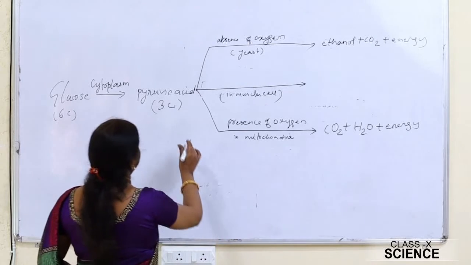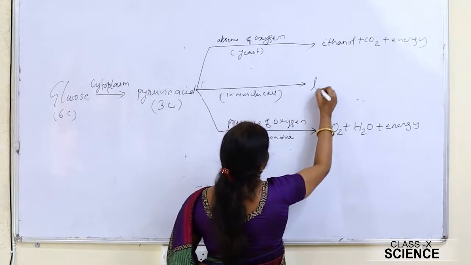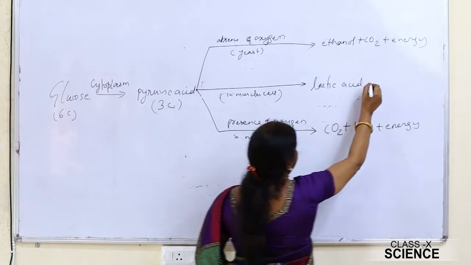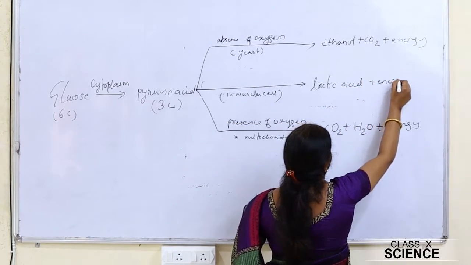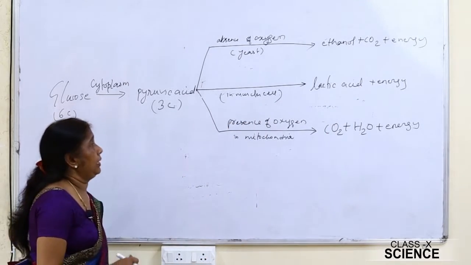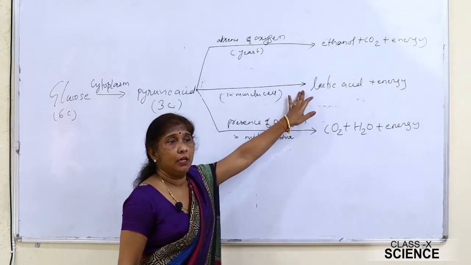At that time, this pyruvic acid is broken down into lactic acid, and energy is liberated. This process is also called lactic acid formation. Lactic acid is also a 3-carbon compound.